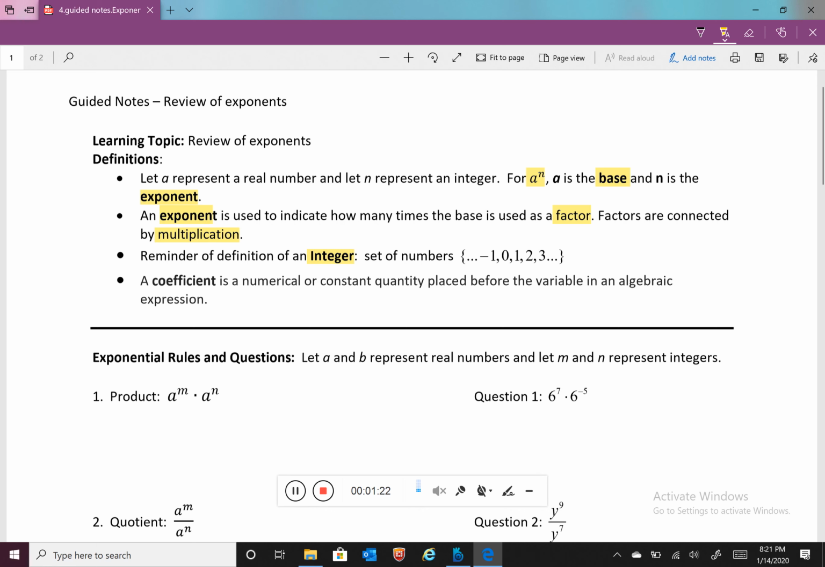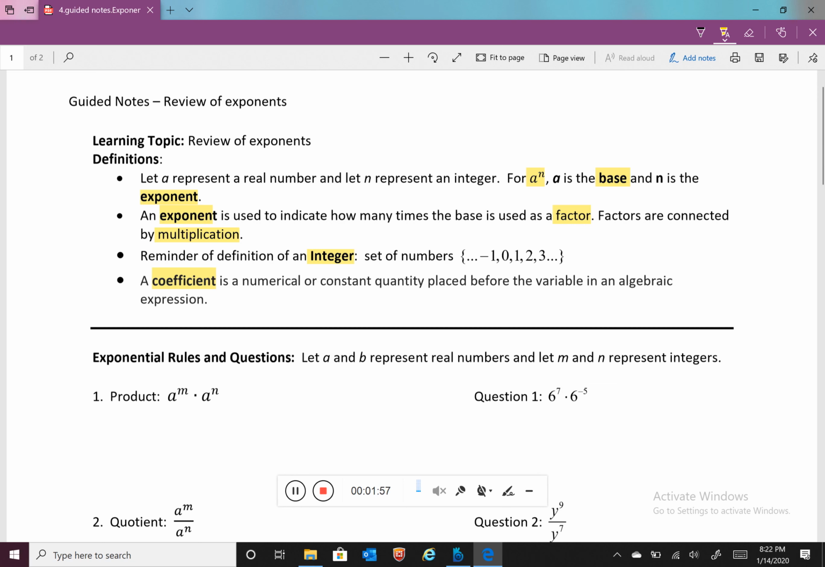And then the last definition I want us to talk about is a coefficient. A coefficient is a numerical or constant quantity placed before the variable in an algebraic expression. And we're going to see coefficients being used in this particular set of notes in a little while. So let's get into our exponential rules, and for each rule you're going to have at least one question. So there'll be a lot of stopping and starting with this particular video for your homework assignment.